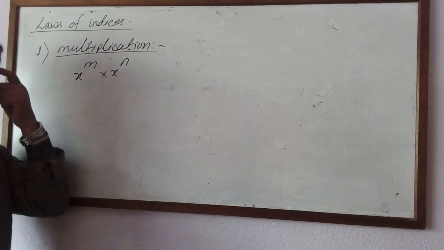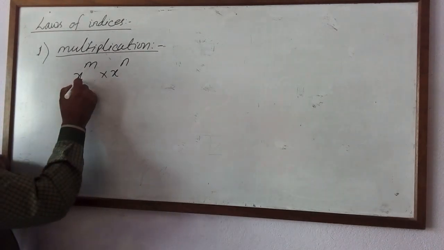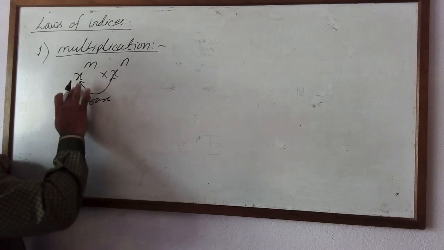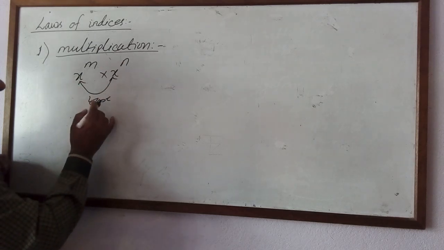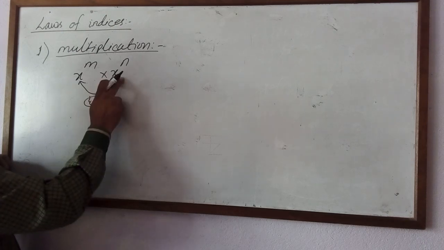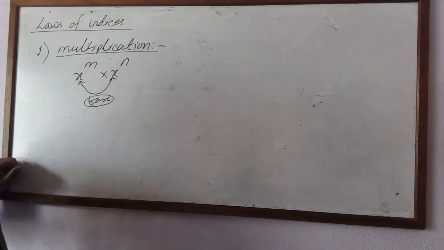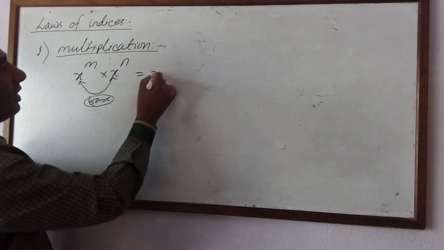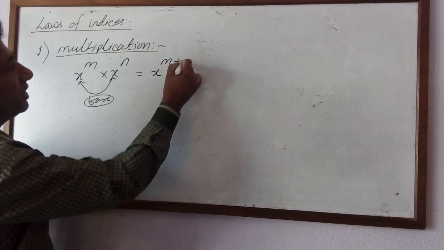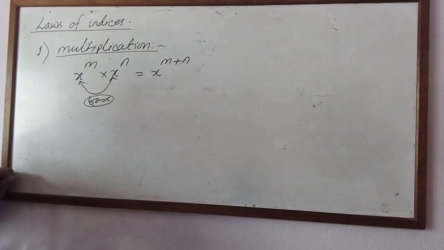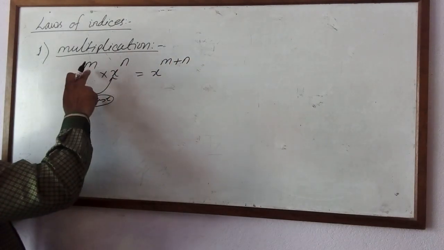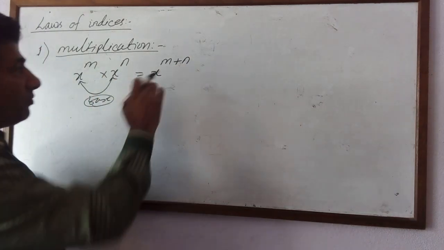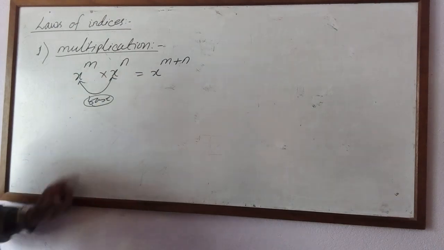In case of multiplication, see this base, this x is also a base, this also a base. Now they have the same base, here also x, here also x. When the bases are the same, then always remember that we have to add their powers: x power m plus n. This is the rule. x has power m, it has power n, we have to add their powers. This is the rule of multiplication we have to follow.